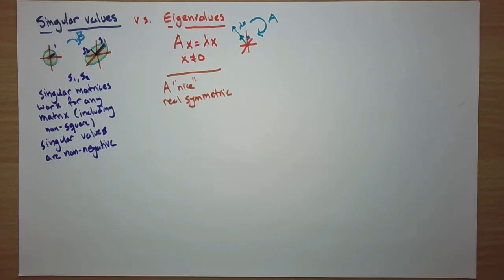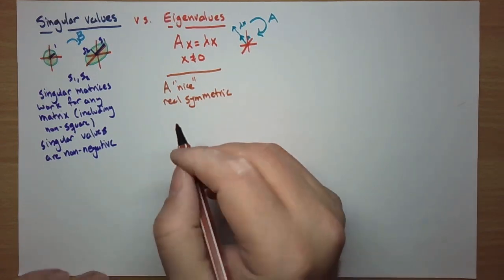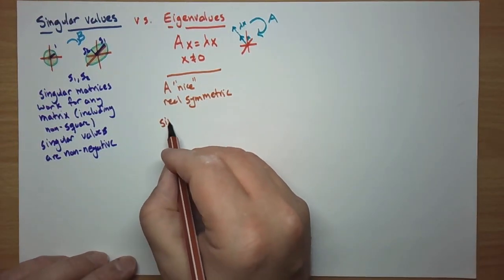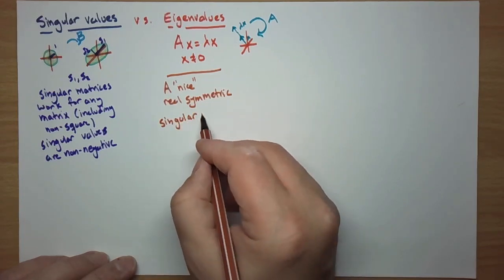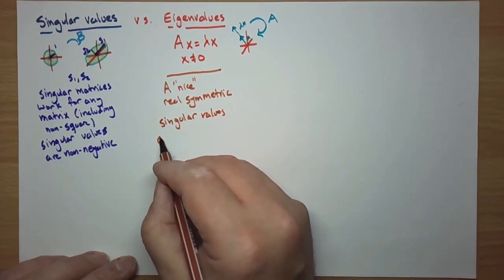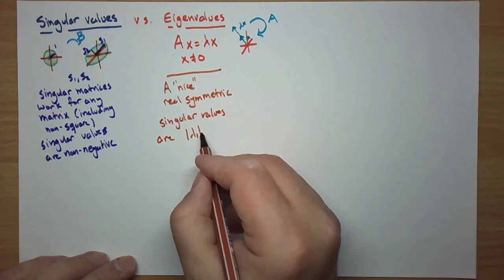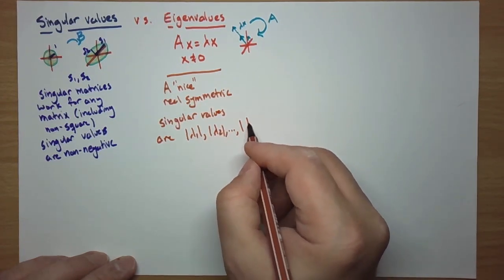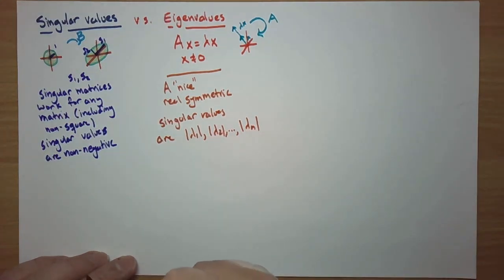Because you're taking the square root of the eigenvalues of A star A, and so your eigenvalues square. When you have real symmetric, the singular values are just the absolute values: absolute value of lambda 1, absolute value of lambda 2, all the way down to absolute value of lambda n.